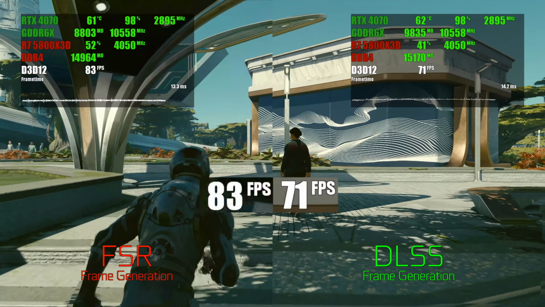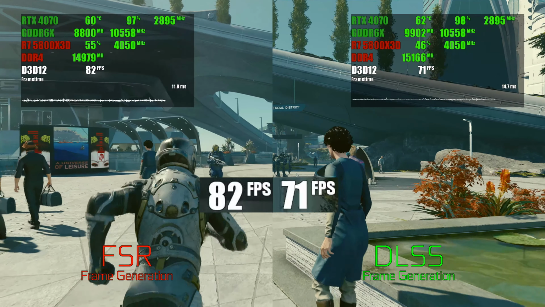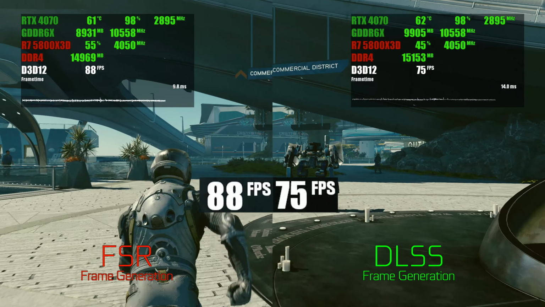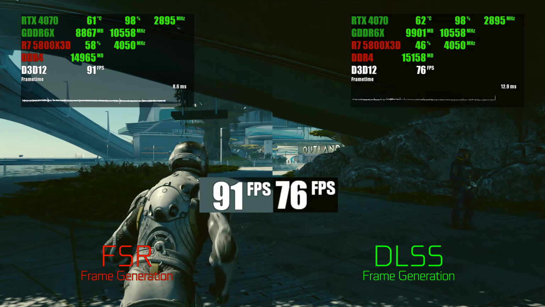At this point, it feels like FSR is just faster in general. In Starfield, it runs surprisingly smooth as well. Don't get me wrong, input lag still feels awful, but it's just a bit better than in other games.